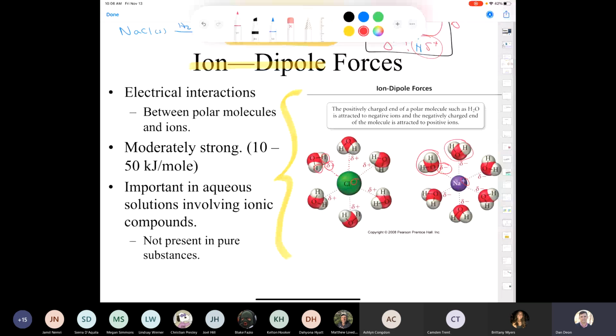If we think that we understand ion dipole forces, well, let's talk about the strength of them. I kind of skipped over that. They're actually moderately strong, in the neighborhood of 10 to 50 kilojoules per mole. So they can even be stronger than a hydrogen bond, which is around 40 kilojoules per mole at a maximum level.